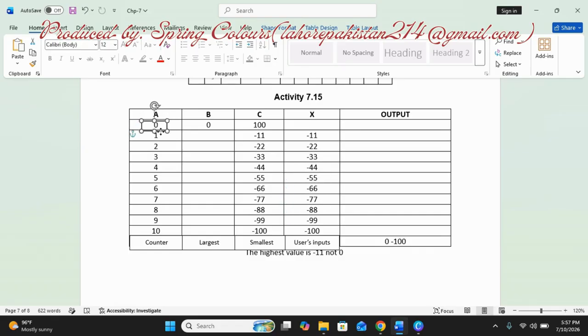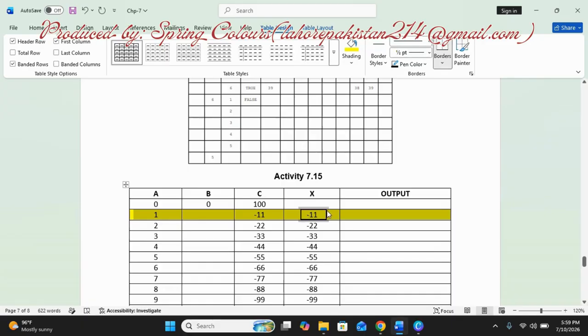Let me explain what this trace table is doing. It is using A as a counter, B to store the largest values, and C to store the smallest values. The first value given by the user is minus 11. The minus 11 will be compared with B.